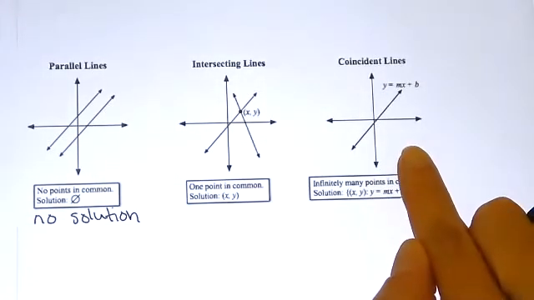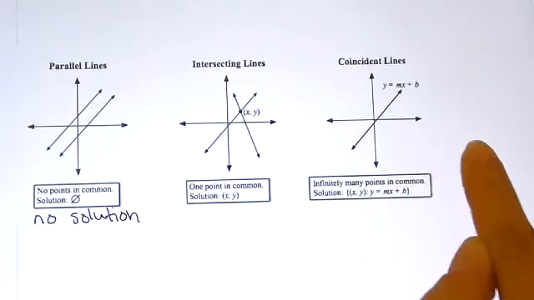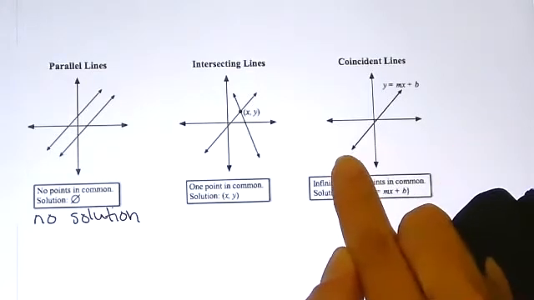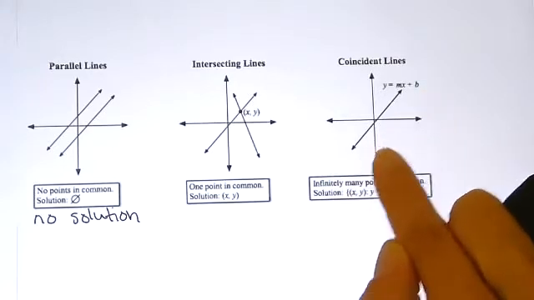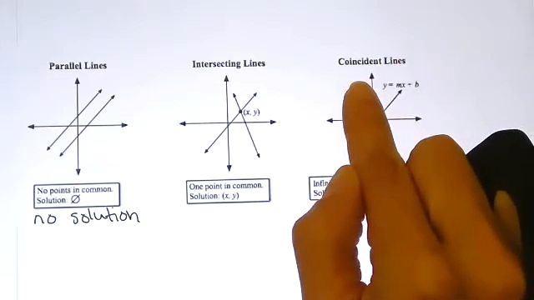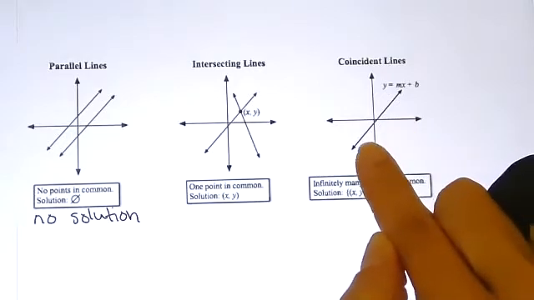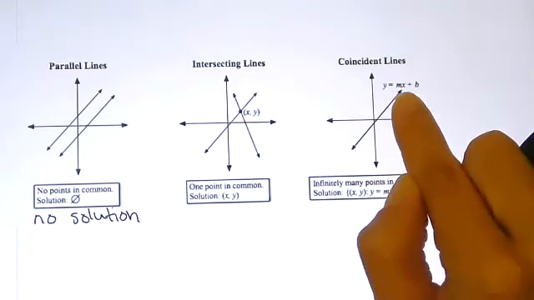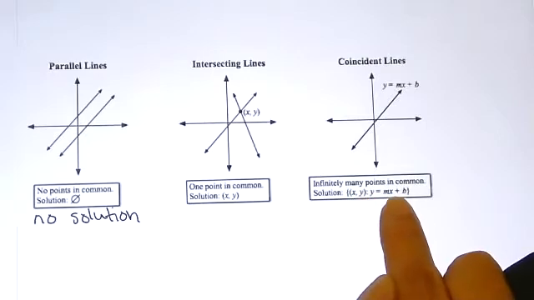But there is a 3rd scenario as well. And we looked at this once last week where you could graph 2 lines. And notice it doesn't even look like there's 2 lines. That's because the second line is right on top of the first line. You can't even tell that there's 2 lines here. So these are called coincident lines or coincidental lines. Just means that they lie right on top of each other. And they intersect everywhere along the line. So there are infinitely many solutions. So notice it says infinitely many points in common. And the solutions are basically every point x, y that's on that line.